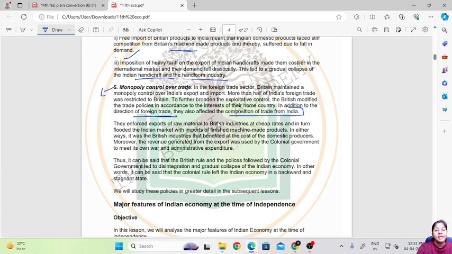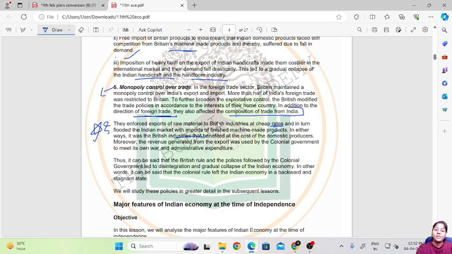They enforced export of raw material to British industry at a cheap rate and in turn flooded the Indian market with imports of finished machine-made products. This is the important part: they enforced the export of raw material, and in turn flooded the Indian market with imported products. Either way, it was the British industries that benefited at the cost of domestic producers.